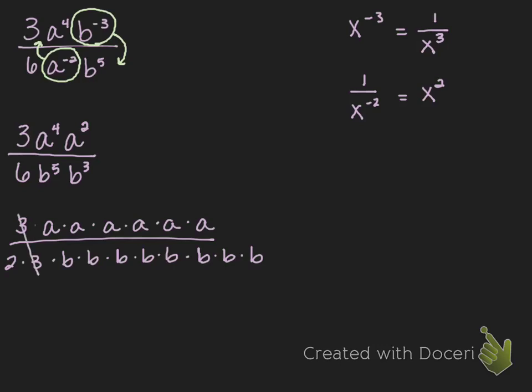Now we want to combine like bases to finally simplify our expression. Since we have 6 a's multiplied together, that is going to give us a to the sixth power in the numerator, and in the denominator we will have 2 times b to the eighth power, since we have 8 b's being multiplied together.